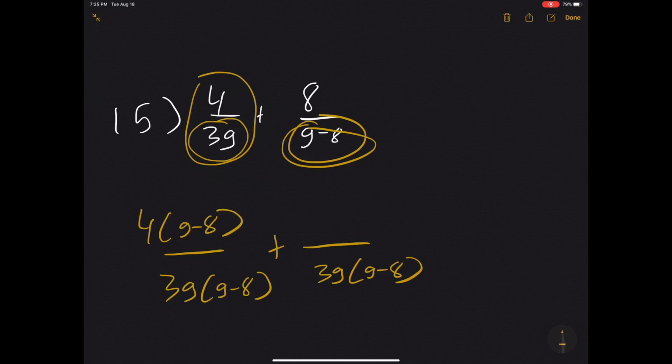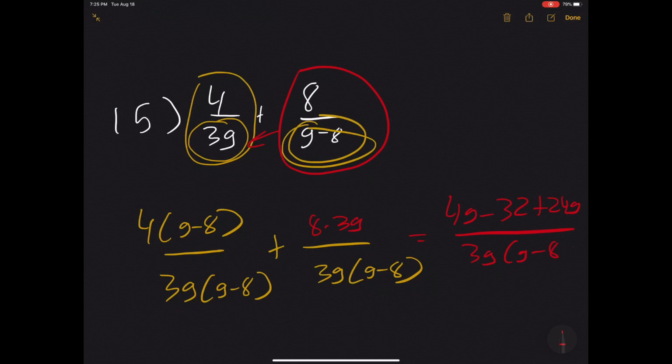Plus sign. What was this one missing? Well, it was missing the 3g, because the 3g was over there. So we'll multiply the 8 by the 3g. And we get 4g minus 32 plus 8 times 3g is going to give me 24g all over 3g, g minus 8.